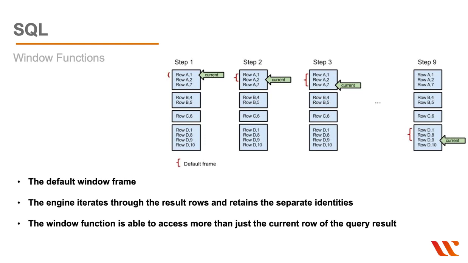Now behind the scenes, the window function is able to access more than just the current row of the query result. So all aggregate functions you already know can be used against a window frame rather than a grouping clause. So you can already use the sum, min, max, count, average, and any of the other ones that you might use. There is a default window frame, and the database engine is able to iterate through the result rows, and then it retains the separate identities.